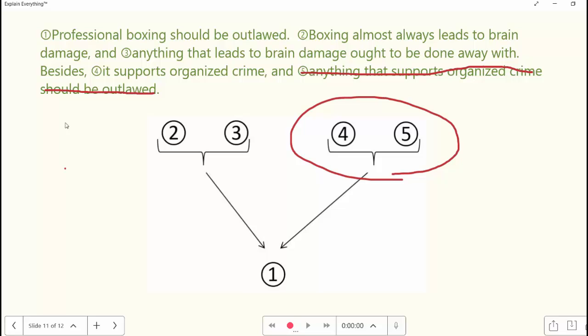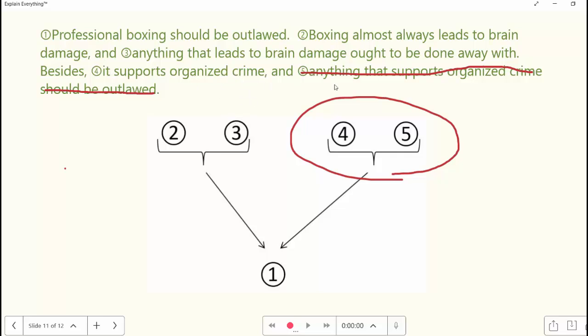Like, funny as it is, there's apparently a black market for maple syrup. Well, should we outlaw maple syrup, even though maple syrup seems to support organized crime? Right? So that's not clear. I will admit it gives some support by itself, right?